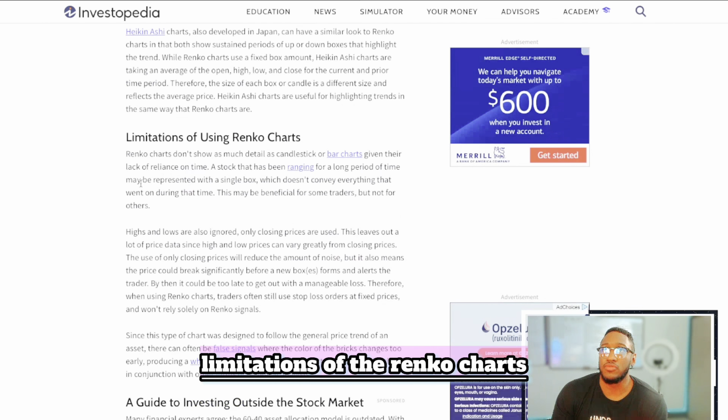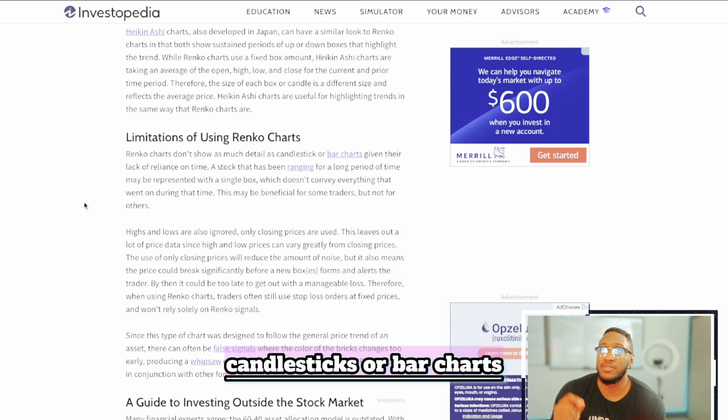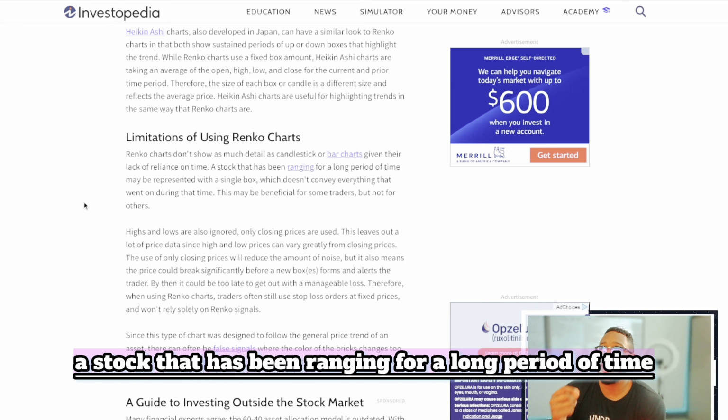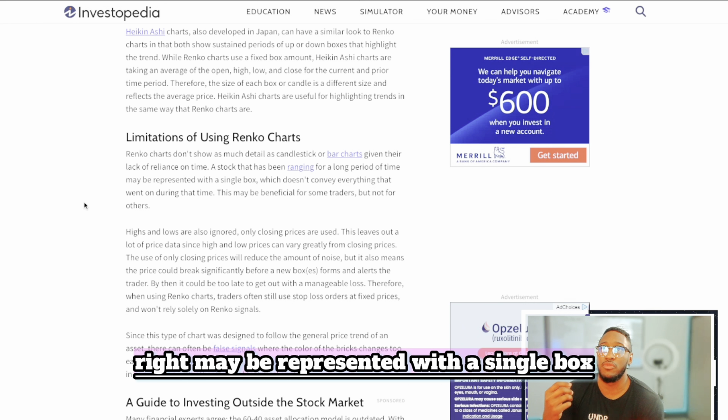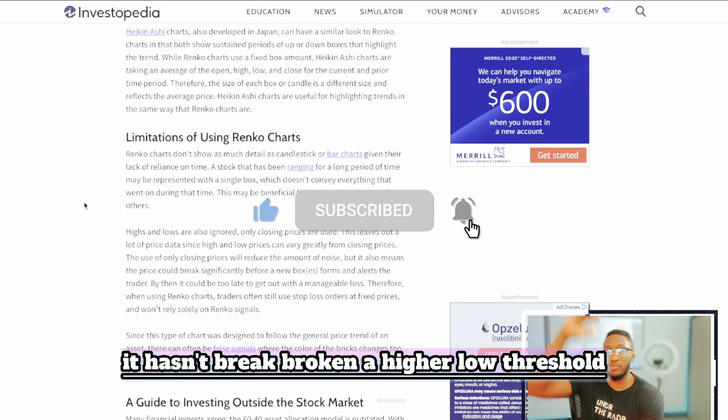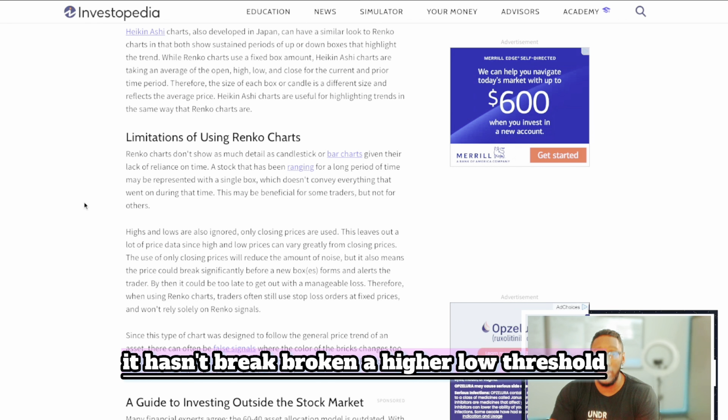Limitations of the Renko charts. Renko charts don't show as much detail as candlesticks or bar charts given their lack of reliance on time. A stock that has been ranging for a long period of time may be represented with a single box because remember, it hasn't broken a higher or lower threshold.